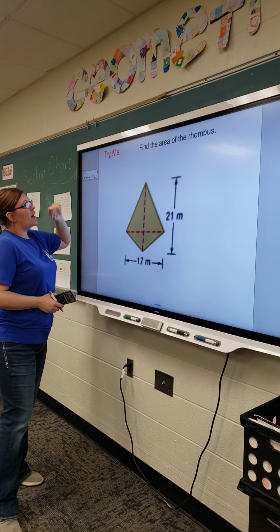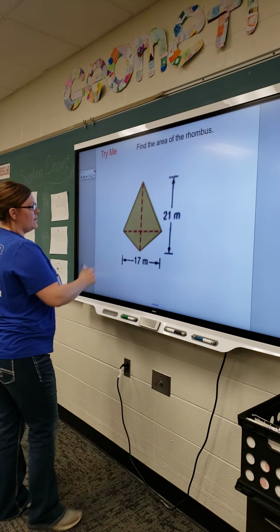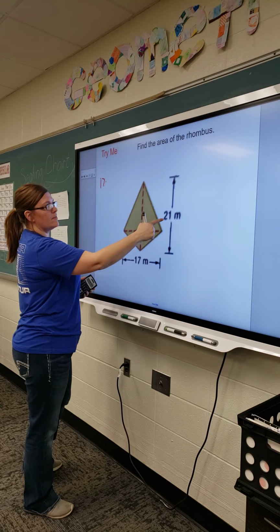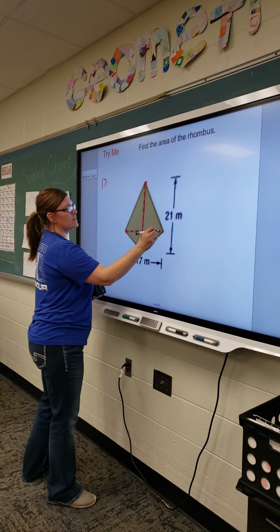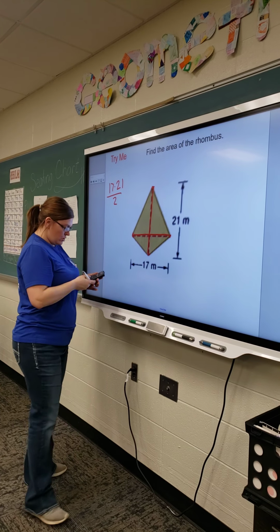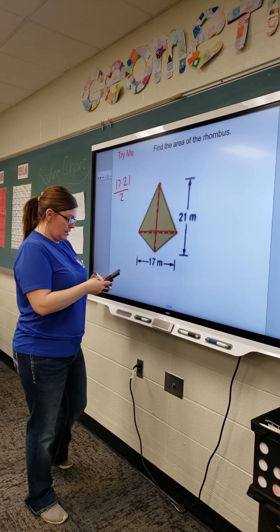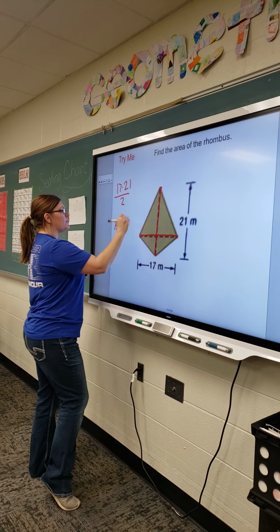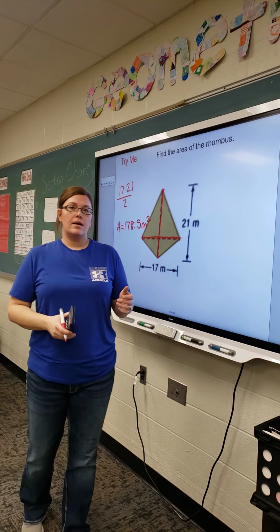All right, same thing here. Find the area. We are going to have diagonal 1, which is 17, times diagonal 2, which has a value of 21. See, from here to here is 21. So that line's 21. From here to here is 17. So that line's 17. So 17 times 21 divided by 2. 17 times 21 is 357. Divided by 2 gives you 178.5 meters squared. Okay? And that's the area of that one.